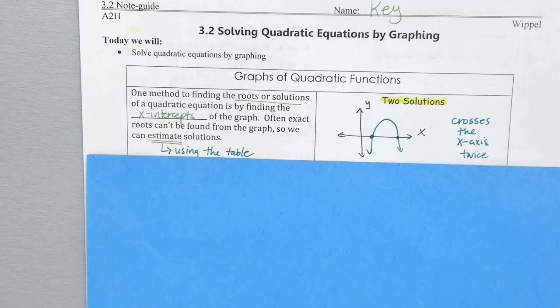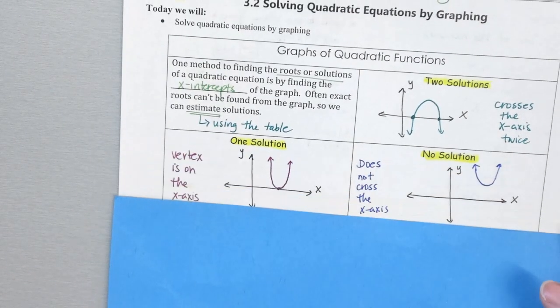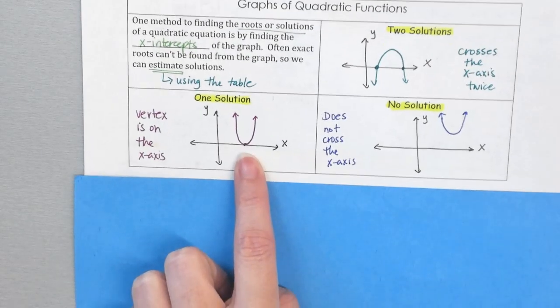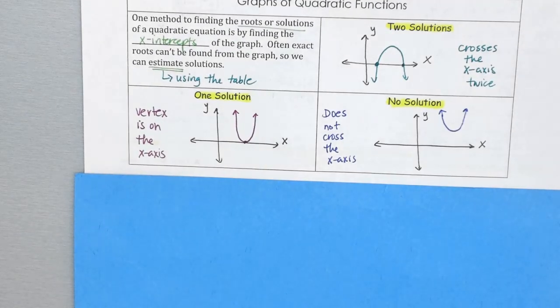If it is one solution, that means the vertex is on your x-axis. Okay, so if you have one solution, the vertex is on the x-axis. And then if there's no solution, it does not cross the x-axis. Okay, so draw an example of each of those in there.